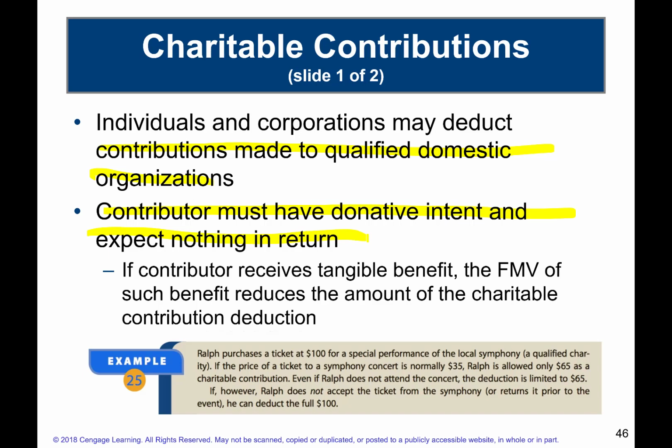Okay. Now, the contributor cannot receive something back that is of value, that has a fair market value. Okay. So if they do, that's going to reduce the amount of the charitable donation. Okay. So let's say I go to one of these.